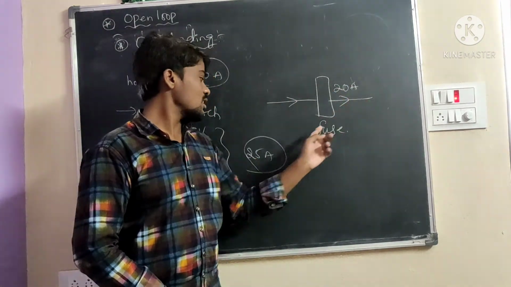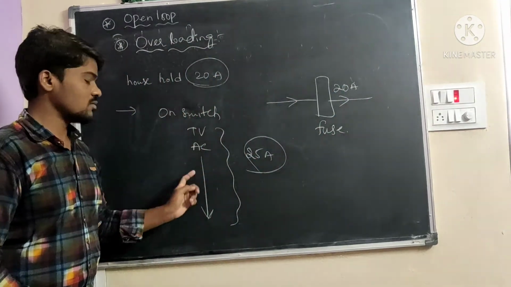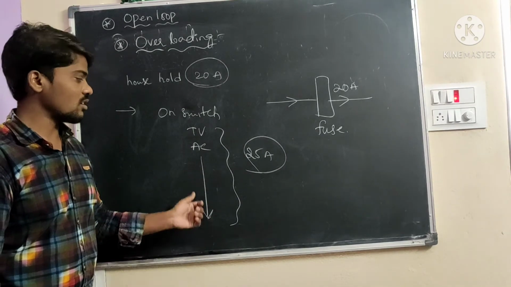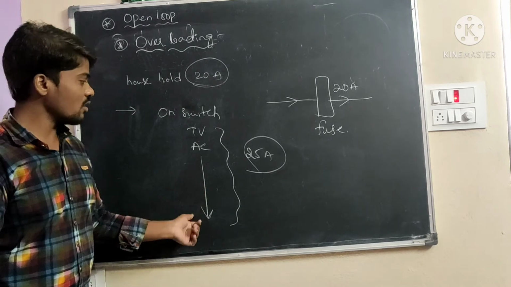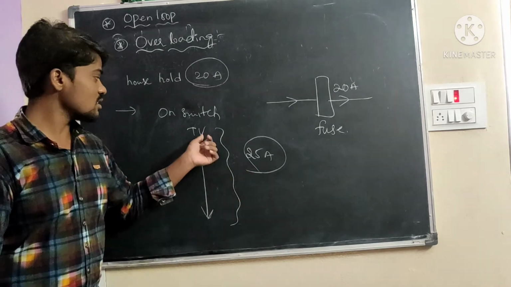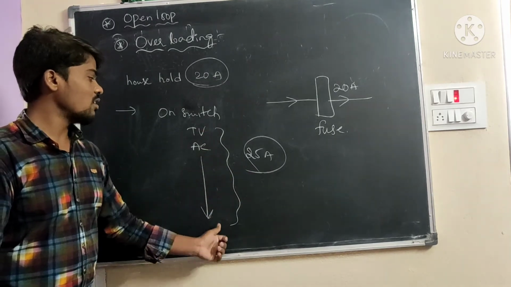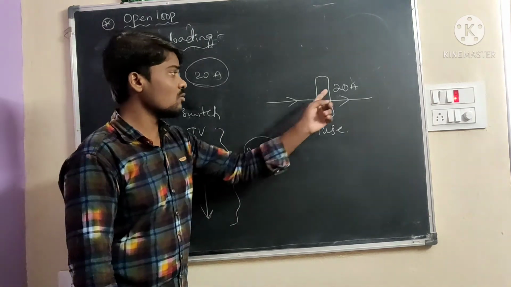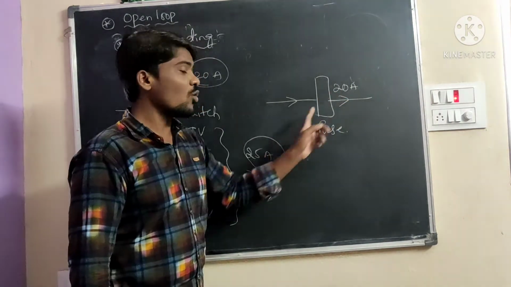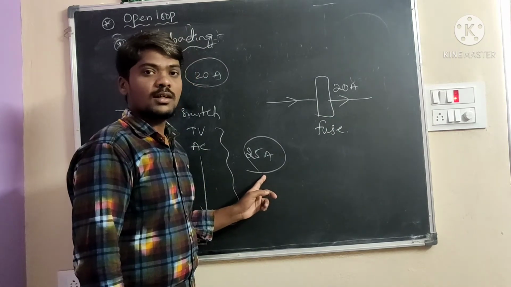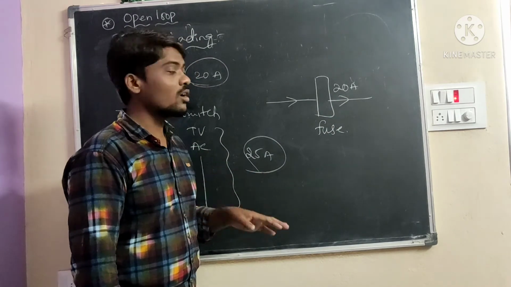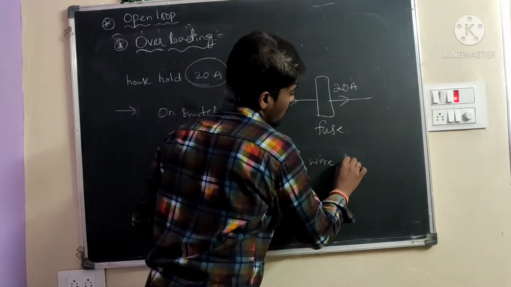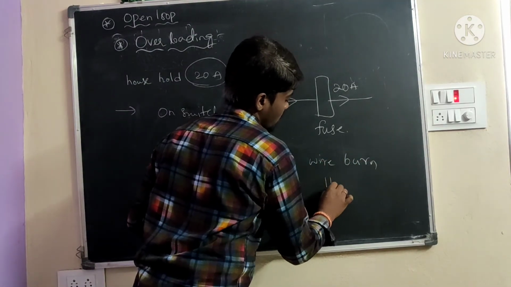Here I switch on everything: TV, AC, fan, different electrical components, refrigerator. It means the total current will be 25 amps, which is overloading. The wires will burn due to the heating effect.